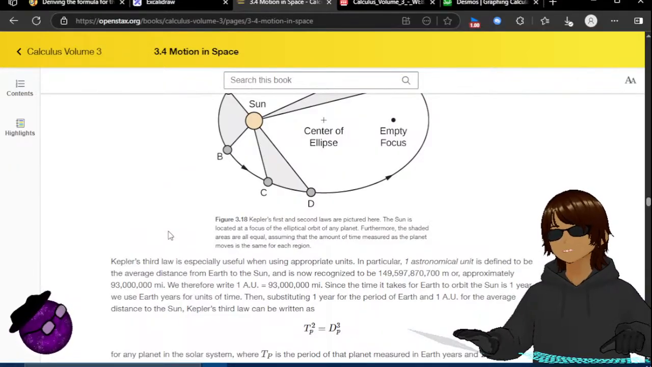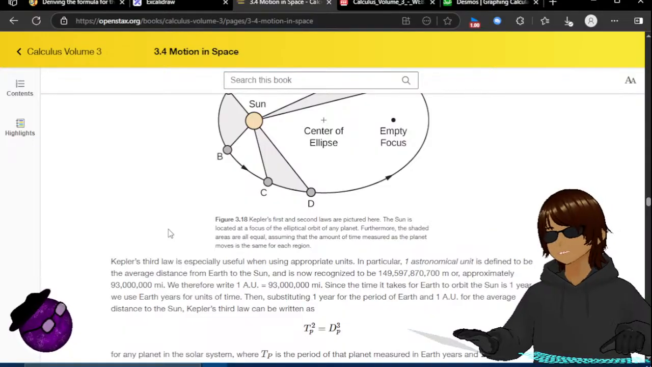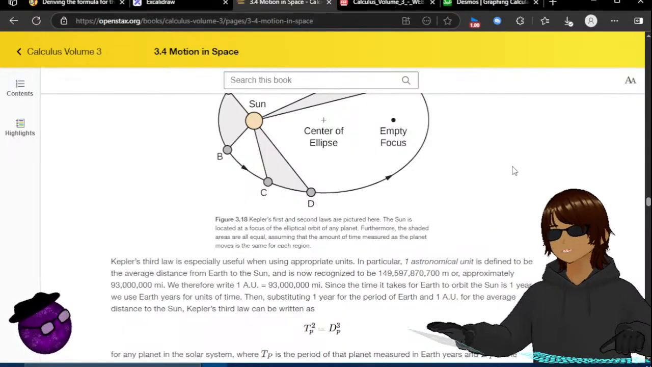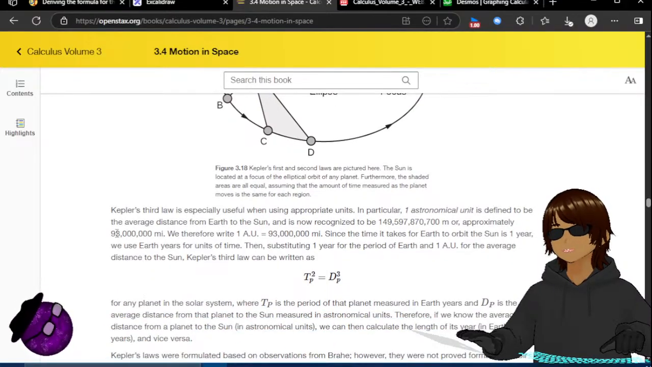Kepler's third law is especially useful when using appropriate units. In particular, one astronomical unit is defined to be the average distance from Earth to the Sun and is now recognized to be approximately 93 million miles. We therefore write 1 AU is 93 million miles.